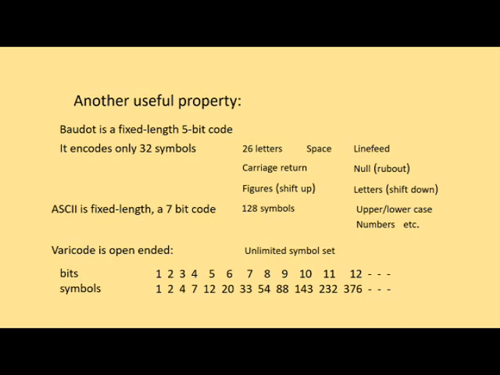ASCII is a 7-bit code. It can encode 128 symbols. That'll give you the upper and lowercase letters, numbers, punctuation, etc. The 8th bit of ASCII is unassigned and can have different meanings. Varicode, on the other hand, is open-ended. There's an unlimited symbol set, although the length of the symbols grows as we add more and more symbols to our entire alphabet.